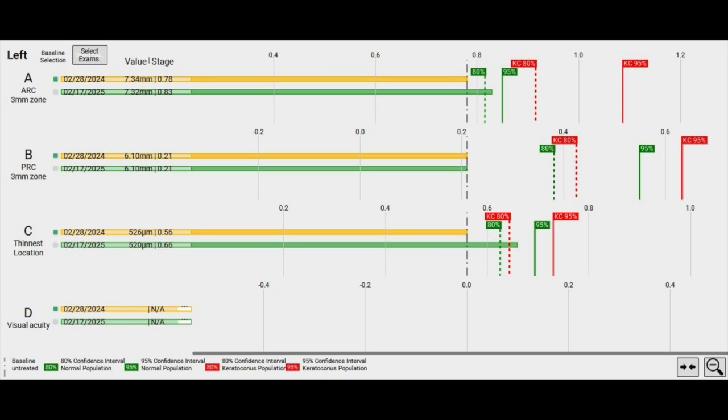Personally, if this just happened in C and D, I would be cautious. This is where I would exercise judgment, as a refraction can sometimes fluctuate. Best corrected visions can fluctuate. But certainly, if you had this same change in criteria A or B, then I would consider that evidence of significant progression. So let's look at a case where there is genuine progression now.